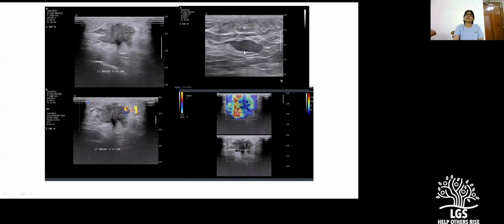And this is how the axillary lymph node looks. This is the cortex of the lymph node, which is thickened, and it is not uniformly thickened, it's irregularly thickened. So this is an abnormal node, suspicious for a metastasis. So obviously we biopsy this and we biopsy this too.